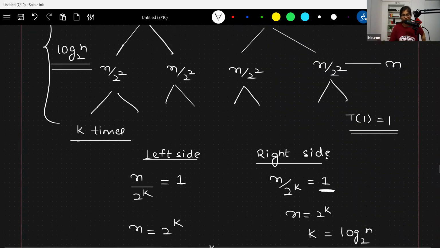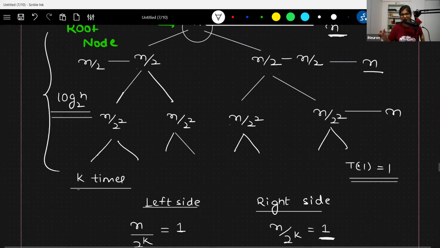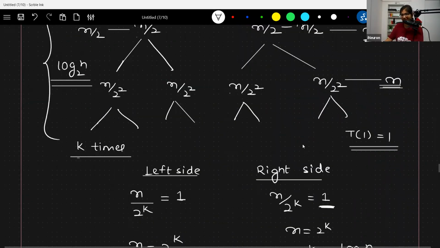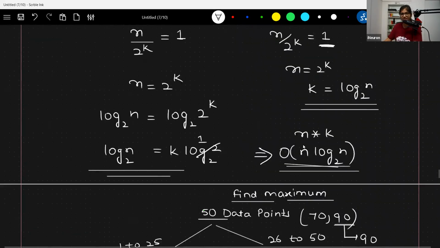Once you get that value of k, now you need to see at every level what is the cost required for the splitting. Here, if you observe, at every level you are using n cost. So what is the total time complexity required to execute this task? It is nothing but the summation of all the costs that you have. So it will be n plus n plus n plus n plus n, until how many times? Log of n times. So what is the overall cost? It will be the number of levels multiplied by the cost at each level. So it is n into log of n base 2. That is the complete recursive tree approach.